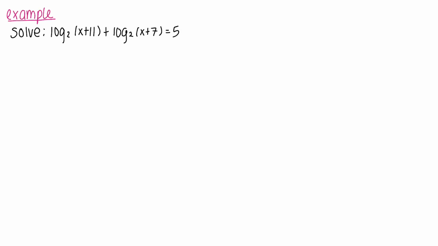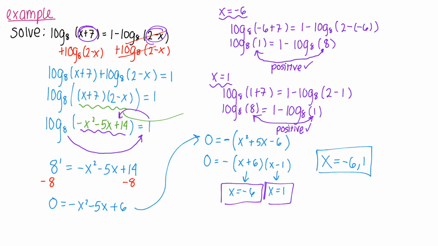All right, so more logarithms. Looking at this problem here, I want to get it into the form log base b of x is equal to, I don't know, I said m before, so I'll say m now. We want it to be just one singular logarithm on that left-hand side. So because they're being added, I can multiply them together on the inside. So I could have x plus 11 times x plus 7 equal to 5. Now, last time we did this, let's see if I can find it. Last time we did this, I went ahead and expanded it first.